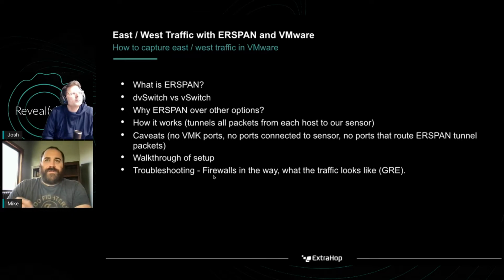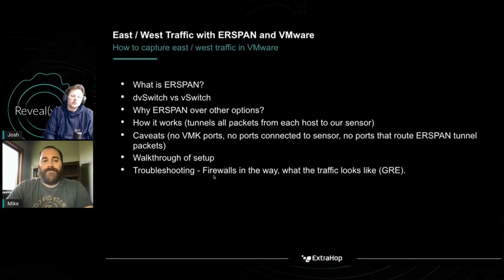So ERSPAN, and actually in VMware they call it encapsulated remote mirroring, is basically when you take a mirror off of a switch, or a virtual switch in this case, and you encapsulate it in a GRE tunnel and send it across so it can actually be routed across the network, rather than being like a traditional span, which has to leave that switch on a single port and go right into whatever you're feeding it into. So it's just an ability to route a span across your network.